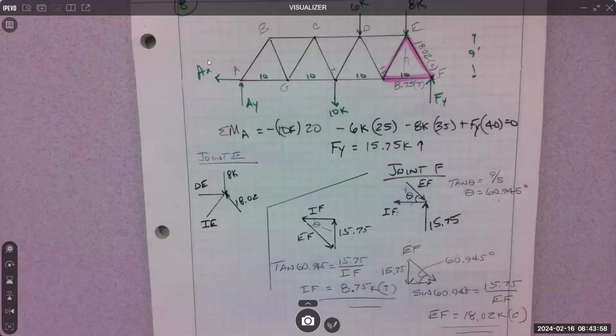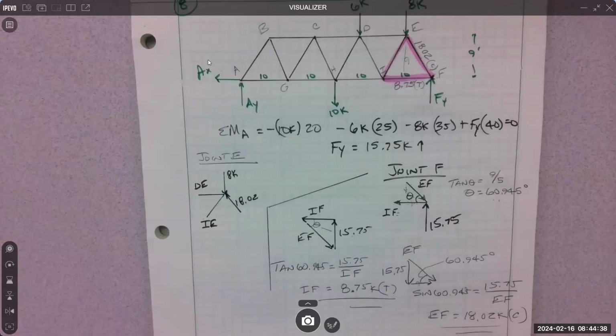Can we determine any directions here, for IE or DE? This one and this one? How many unknowns do we have in the X? Does this have X effect? Oh, yeah, it's all in the X. What about this? So two. There's 2 in the X. How many unknowns in the Y? Just 1, just IE. This doesn't have any in the Y.